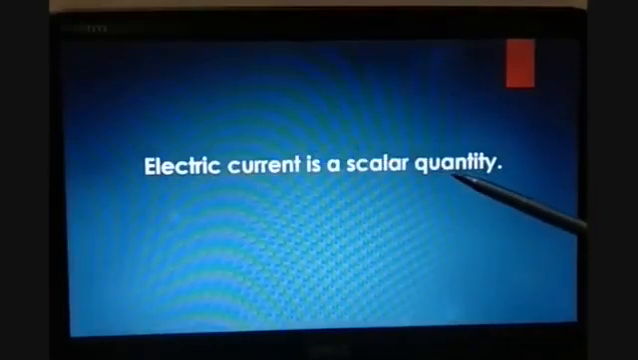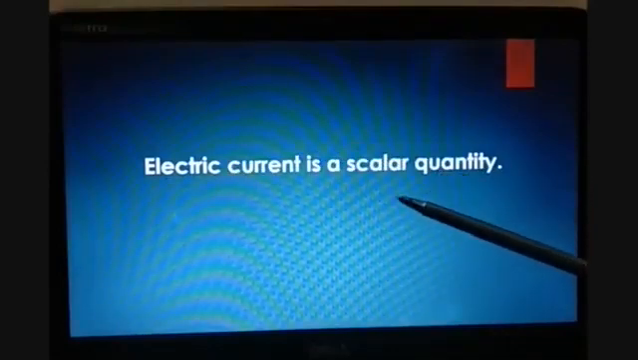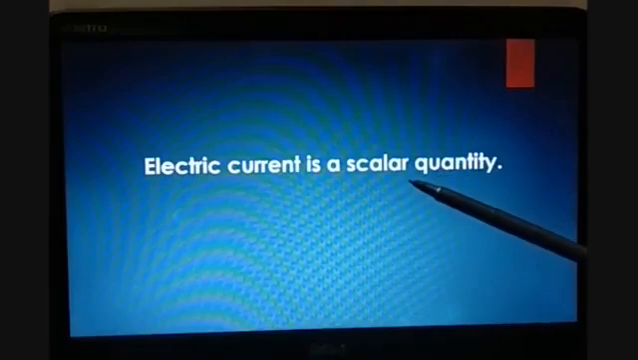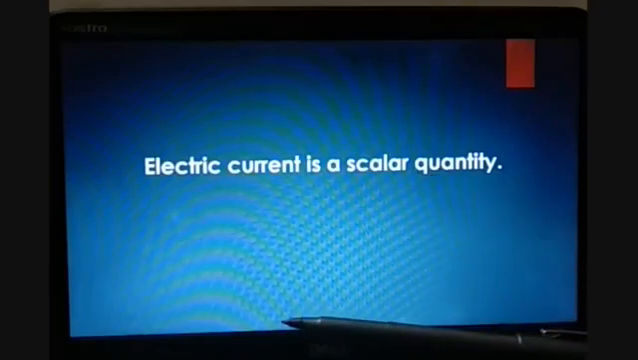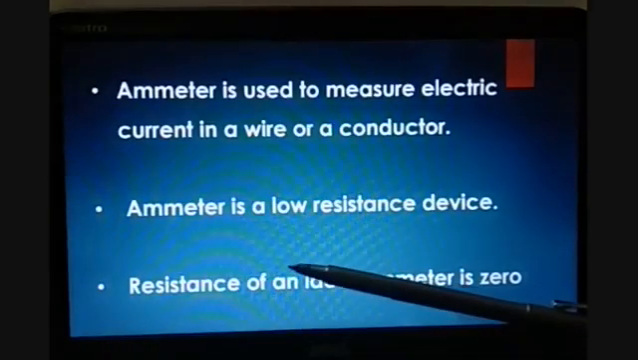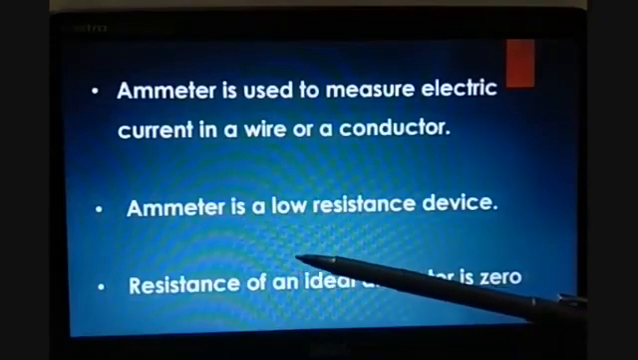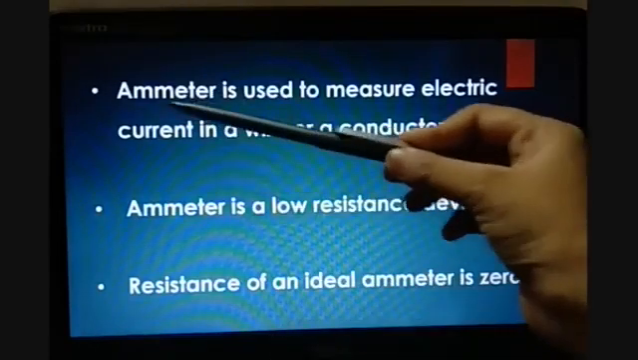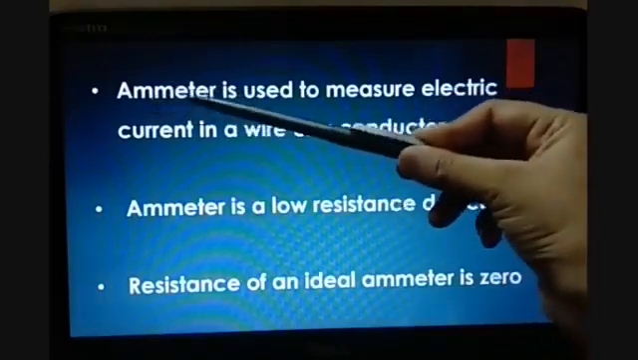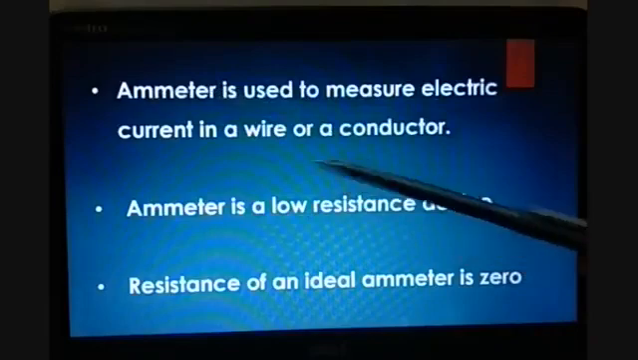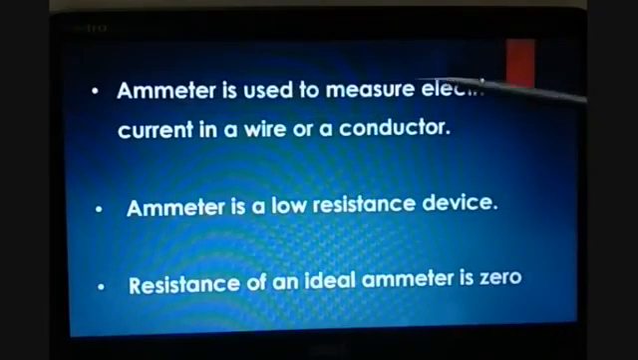Electric current is a scalar quantity. Why? Because electric current follows the scalar addition law. What is the device that is used to measure the current? That is the ammeter, or ampere meter, or you can say the current measurement device. An ammeter is used to measure electric current in a wire or a conductor.